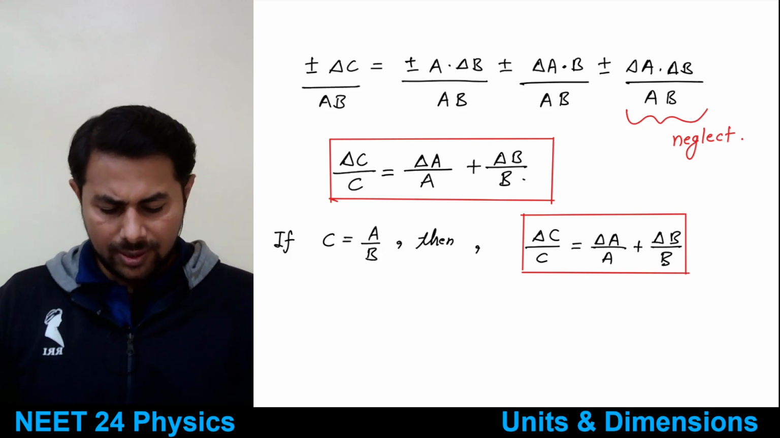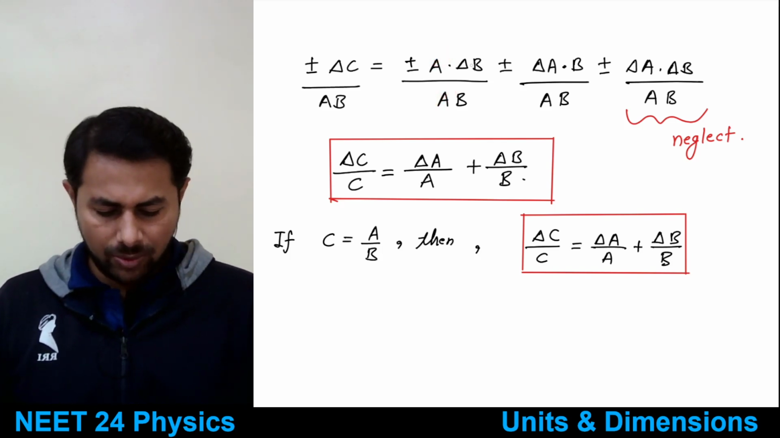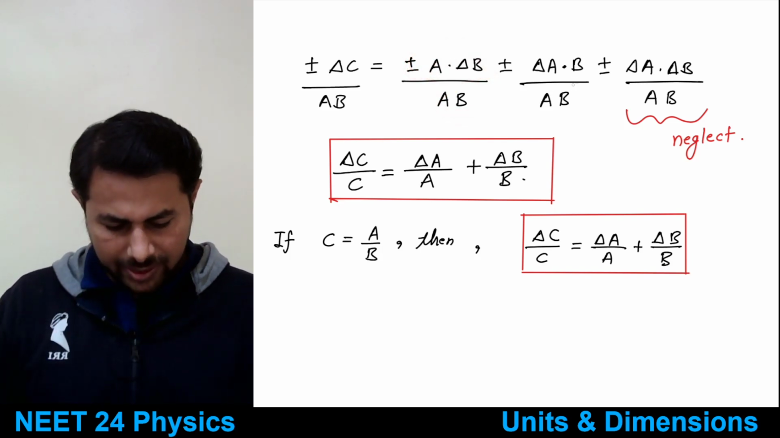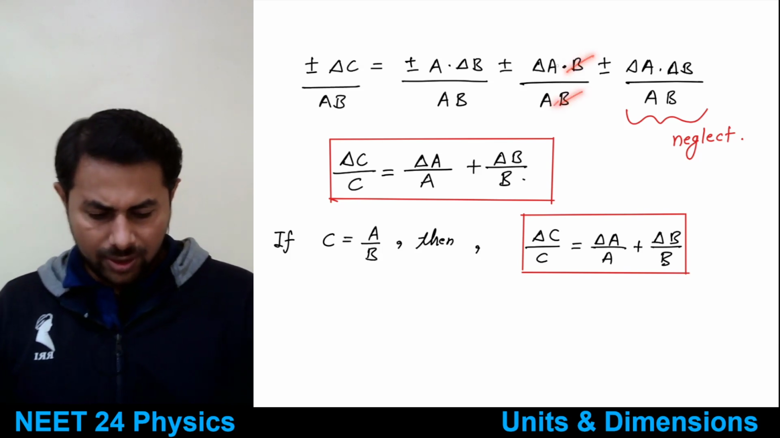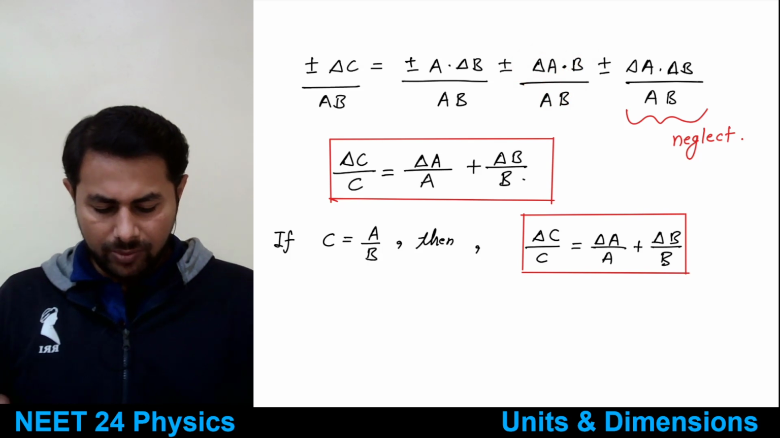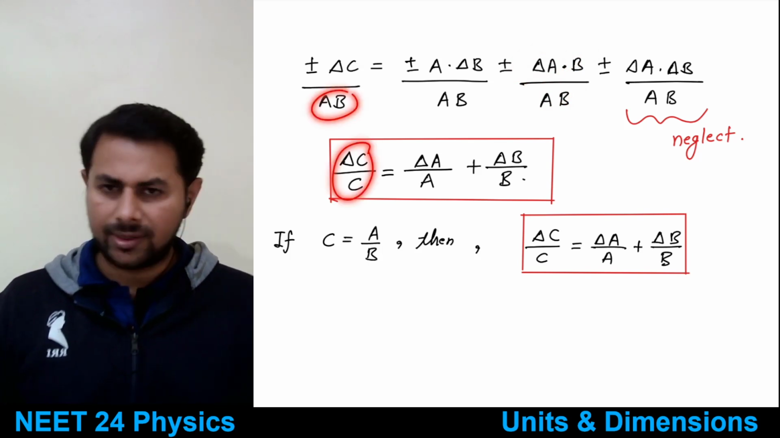Then here A and A will get cancelled out, so you have plus minus delta B divided by B. And what is left in this term? B and B get cancelled out, so you have plus minus delta A divided by A. So finally you get delta C by ABC, so delta C by C.